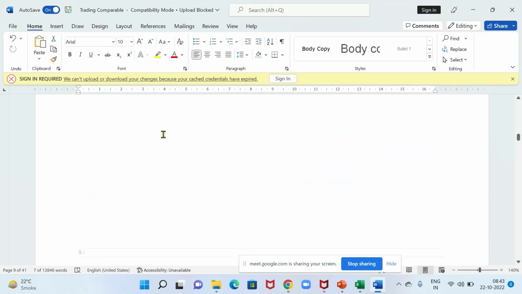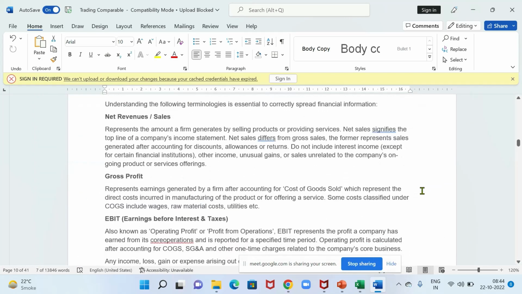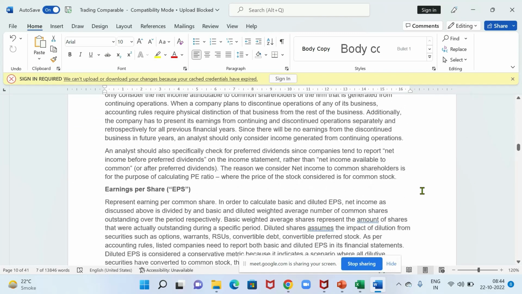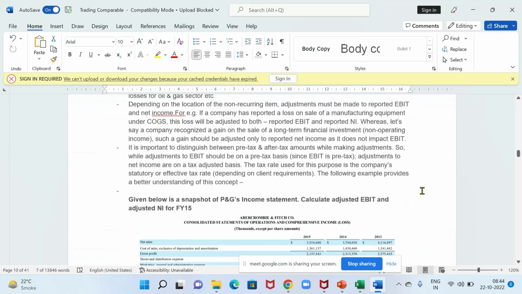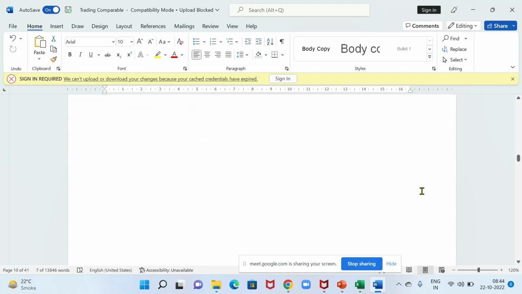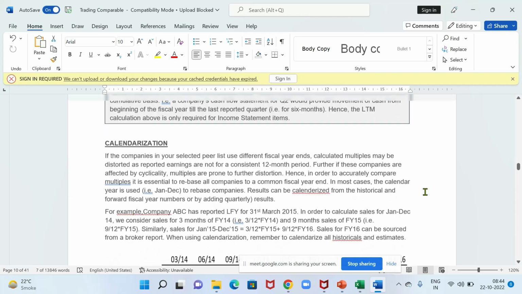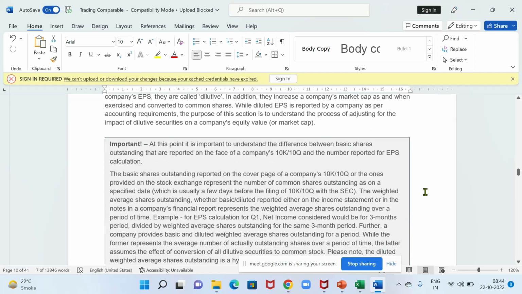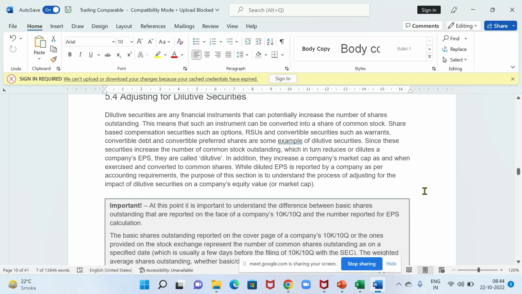I hope everything is clear. Now I would like to jump on to the share-based compensation part right away. Basically, adjusting for diluted securities.